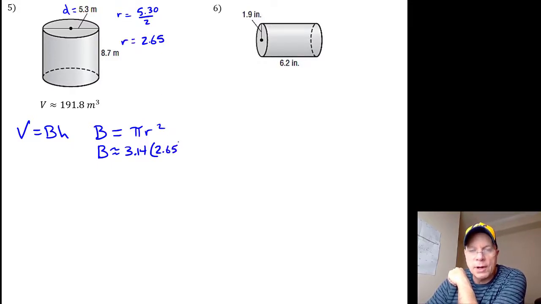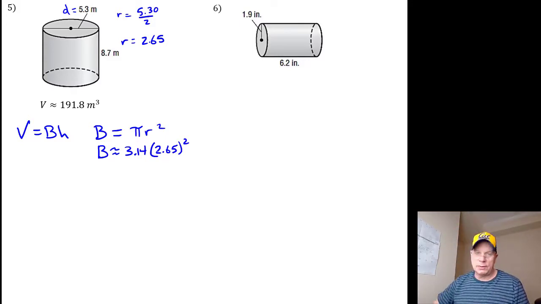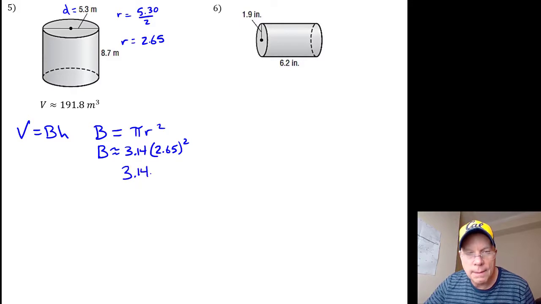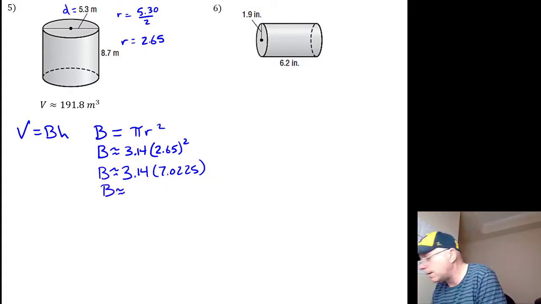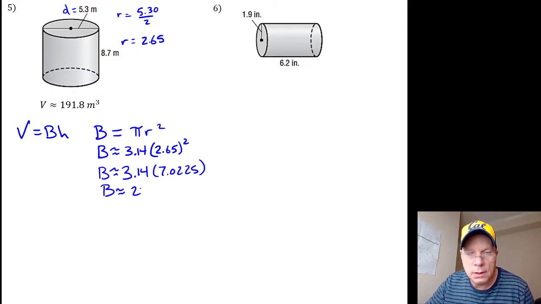So that's the number that I would, on a calculator, square first. It's going to come out to between 4 and 9, a lot closer to, well, 7 something, I bet. 2.65 squared, 7.0225. Which, when you multiply those, you get the area of the circle is about 22.05, some more. I just rounded.